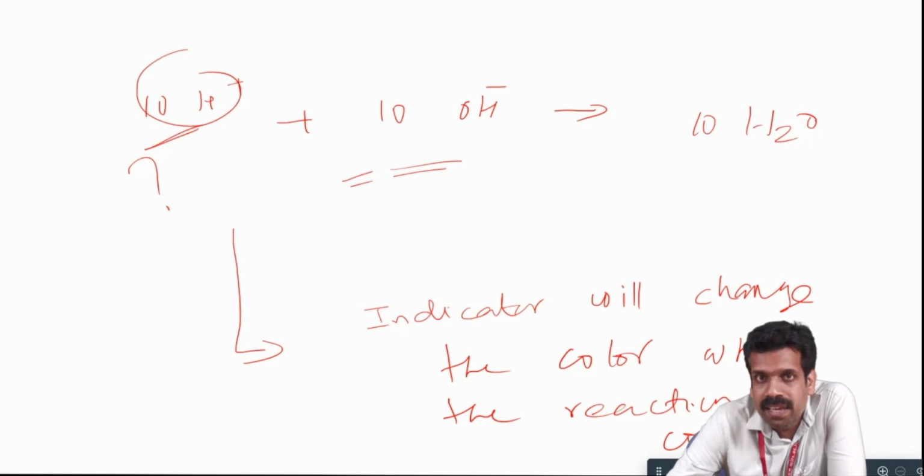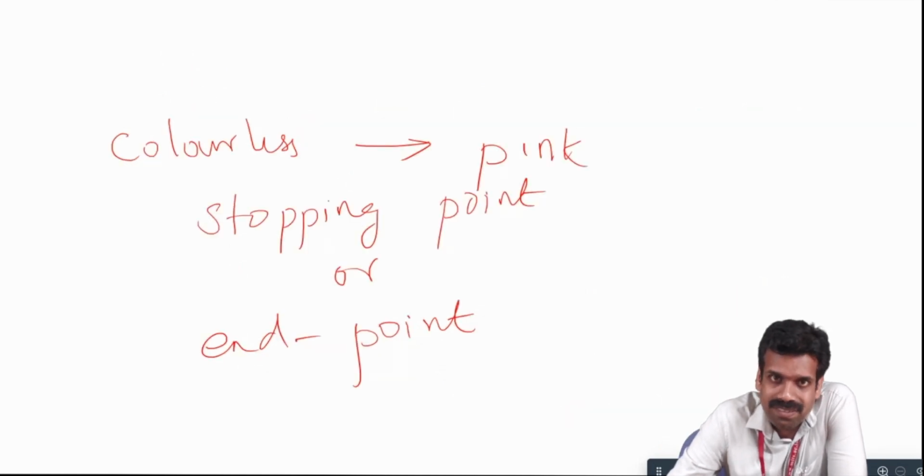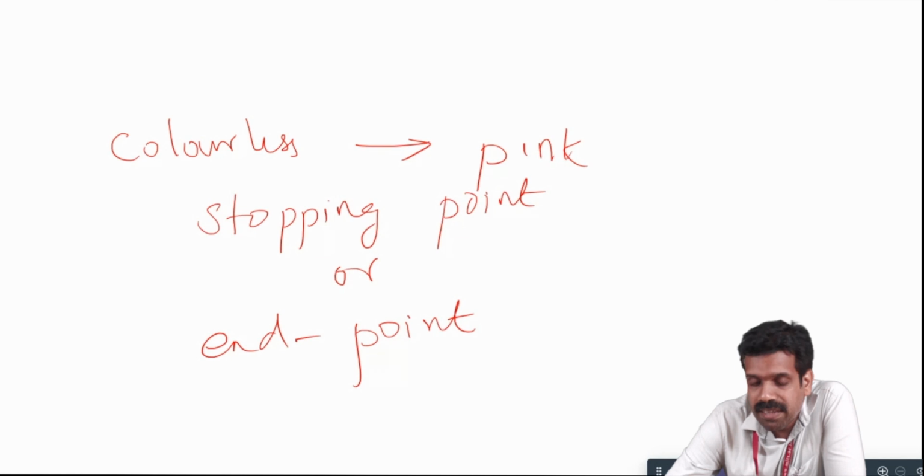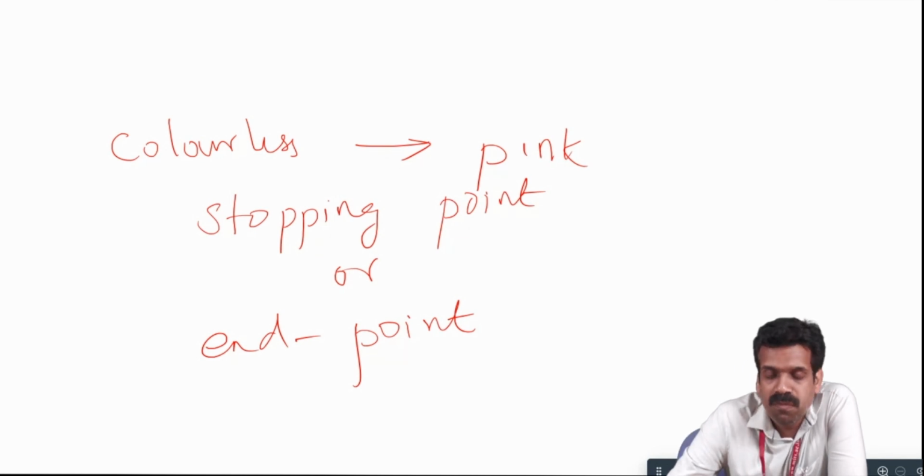So, how does the indicator work? How does it indicate? This will be indicated by a color change. And the color change we are going to see is the formation of a pink color. And when it forms the pink color, you should stop adding the burette solution. That point we will call the stopping point, or to be more accurate, we will call it the end point.